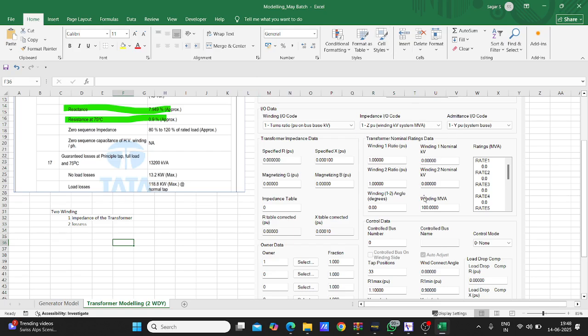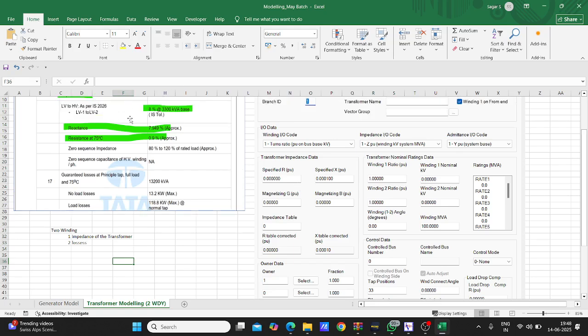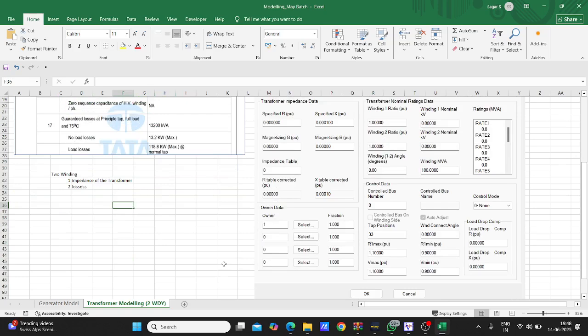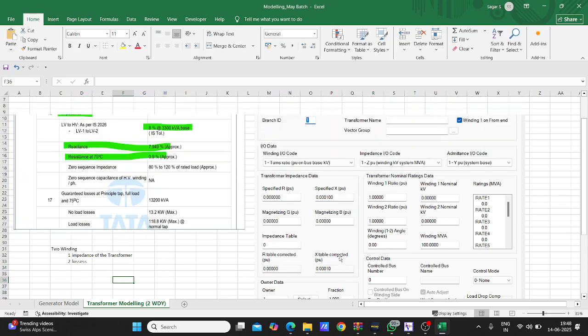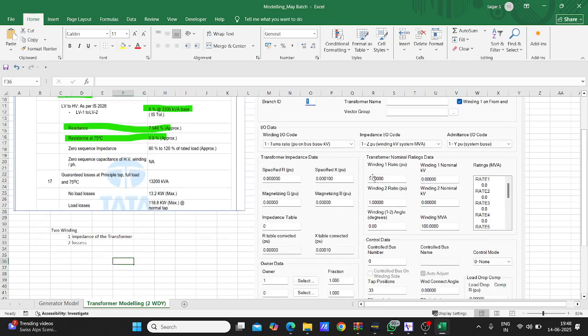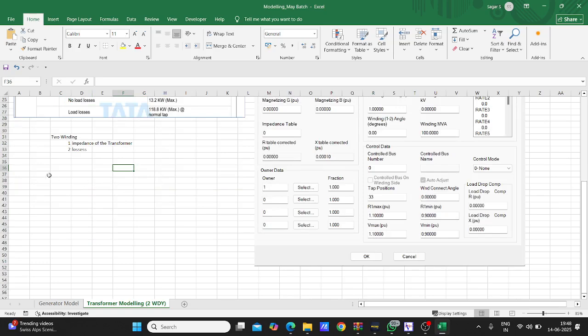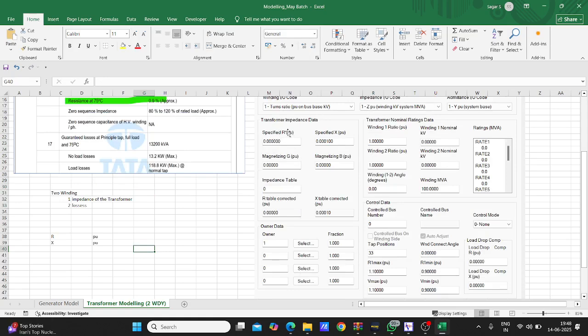Now let us see how we are going to calculate this. There are three methods to calculate the R and X parameters of a two winding transformer, or a two winding or three winding, any winding. If you want to calculate R and X, there are two or three methods. First, method one, I will go with R here and calculate X here. This is in terms of per unit. I just want to do it in per unit. It's asking per unit. You can see specified R in per unit, specified X in per unit.